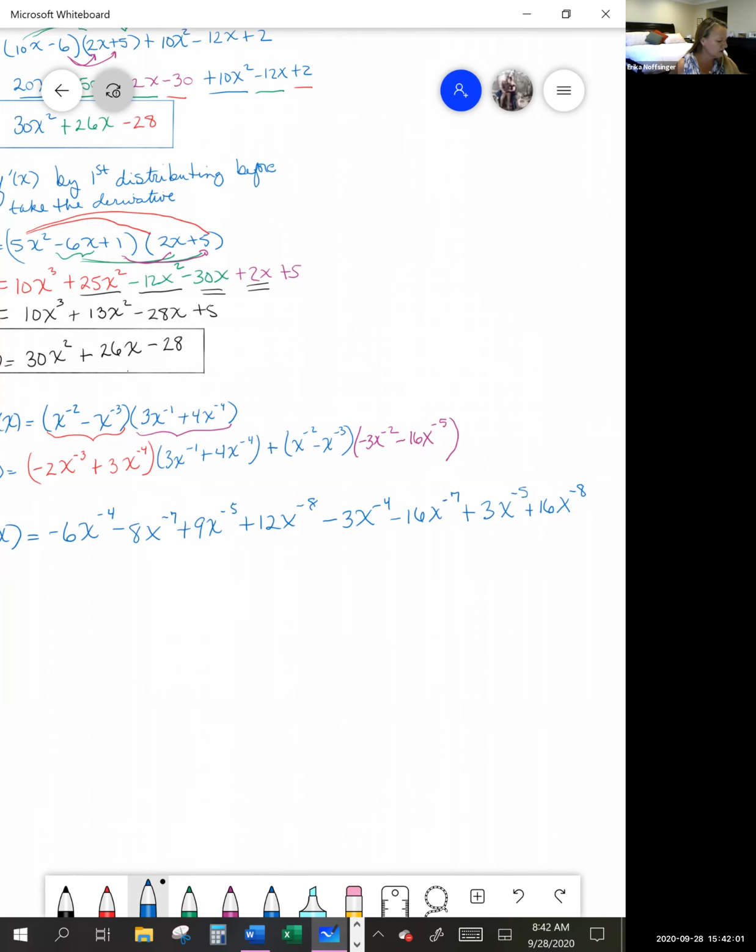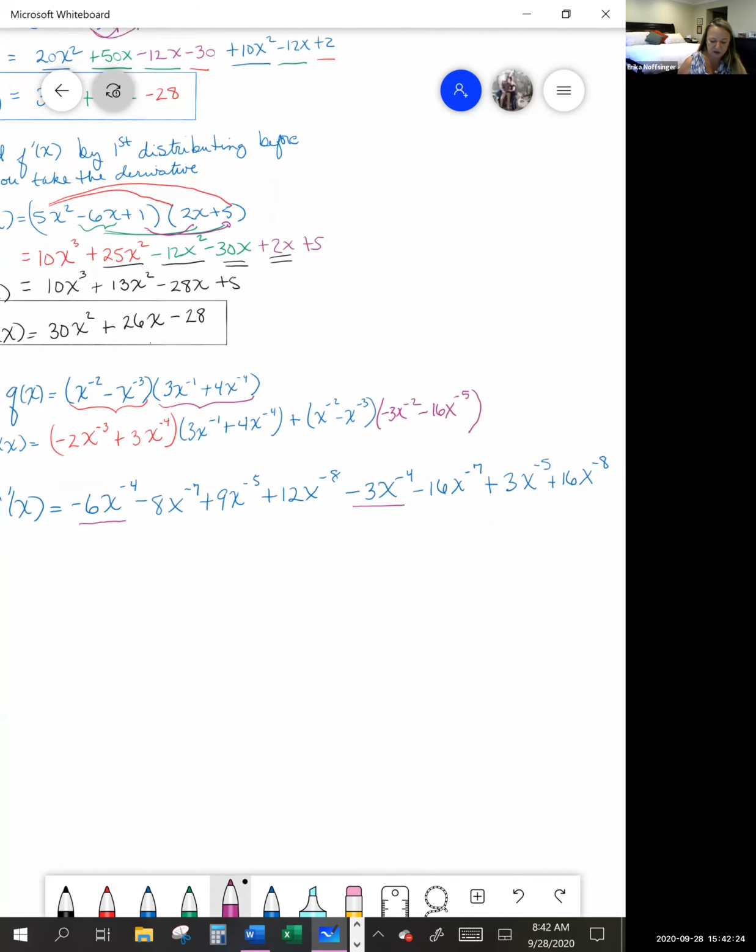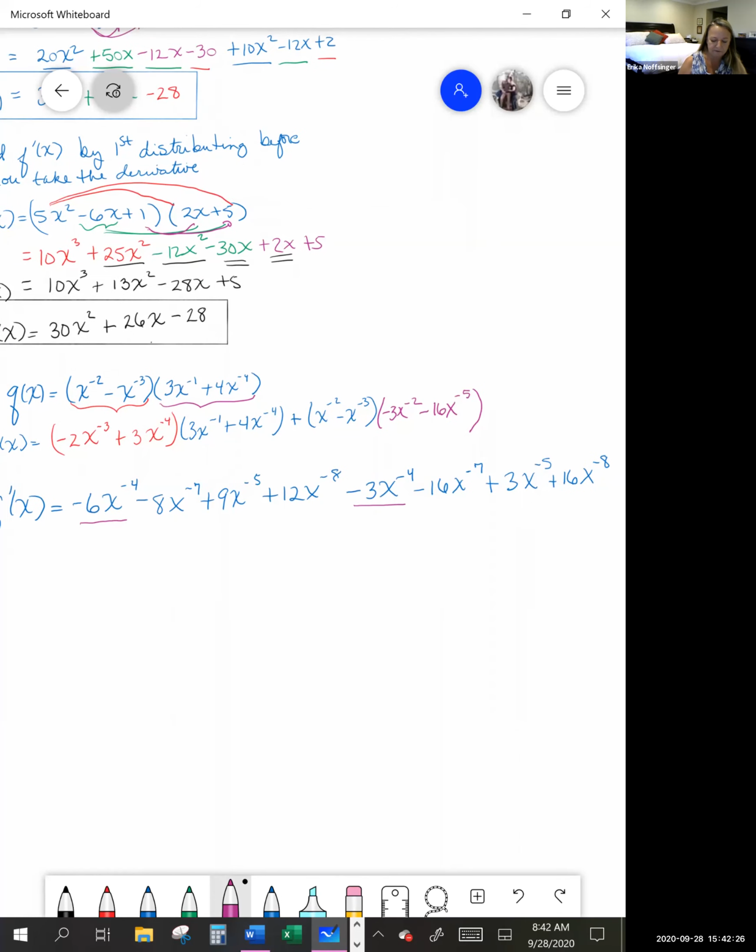Just curious what way they went. So they did go in descending order of powers. So because these are negatives, our highest power, the largest exponent, is x to the negative 4th power. So look at this and see if there are any other terms with x to the negative 4th, which there is. And so we're going to sum those two. So negative 6x to the negative 4th minus 3x to the negative 4th. So that gives us negative 9x to the negative 4th.